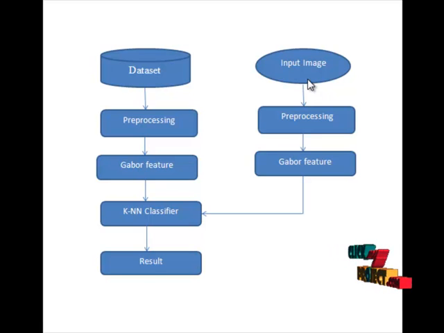The input images will be affected by rotation. After rotating the input image, we extract the features: pre-processing and Gabor features are applied, and the extracted features will go to the KNN classifier. The KNN classifier will identify the images based on the training features, and the result will be displayed finally.